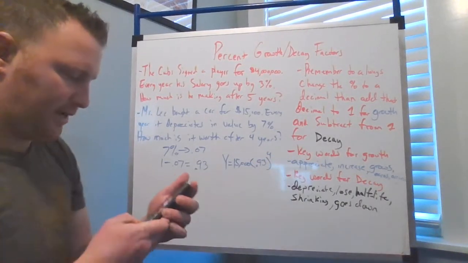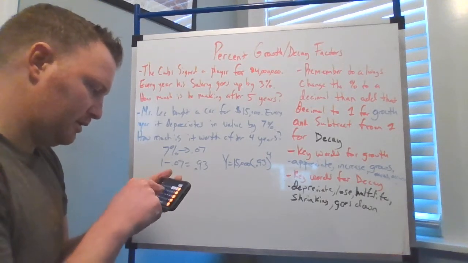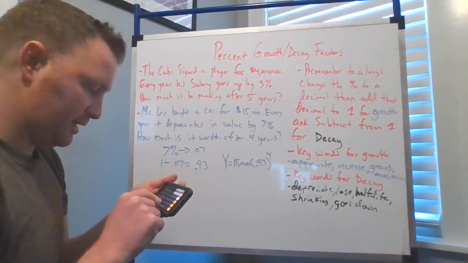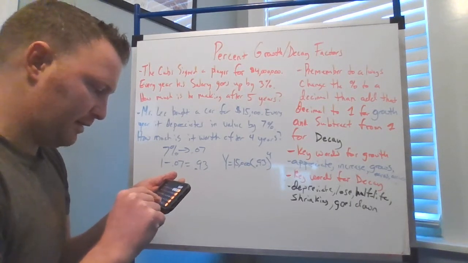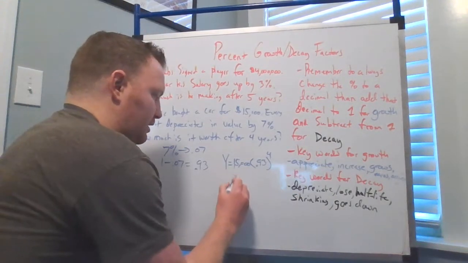So let's get our calculators out. Let's do our work again. 0.93 to the power of 4 equals some weird decimal times 15,000. And I get an answer of $11,220 estimated.